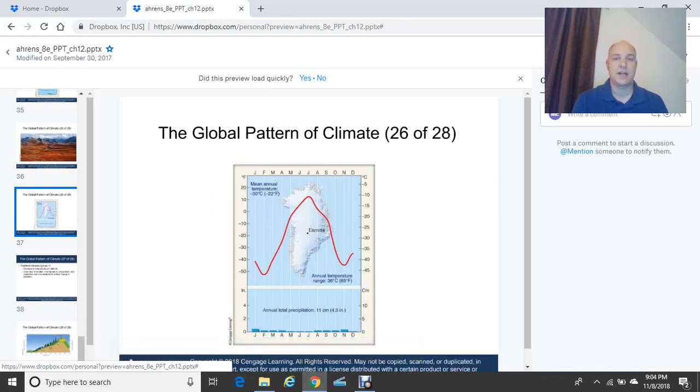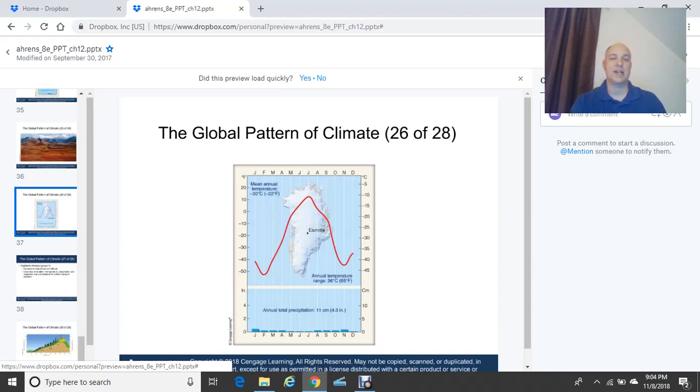And then I'm taking you to Greenland, an example of another polar climate. The mean annual temperature is negative 22 degrees Fahrenheit. Ooh, that's cold. And the annual temperature range is 65 degrees Fahrenheit from the coldest to the warmest month. And again, annual total precipitation in the middle of Greenland is 4.3 inches.